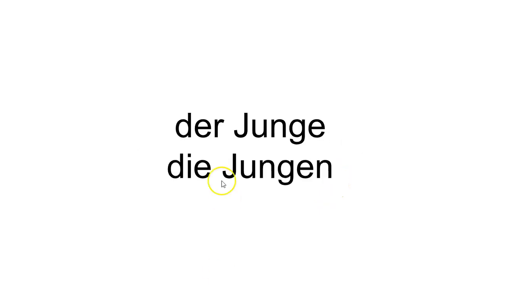Here's the next pattern. Add an N to make it plural. So the boy, der Junge, the boy, the boys, die Jungen. Ein Junge, zwei Jungen. So one boy, two boys.